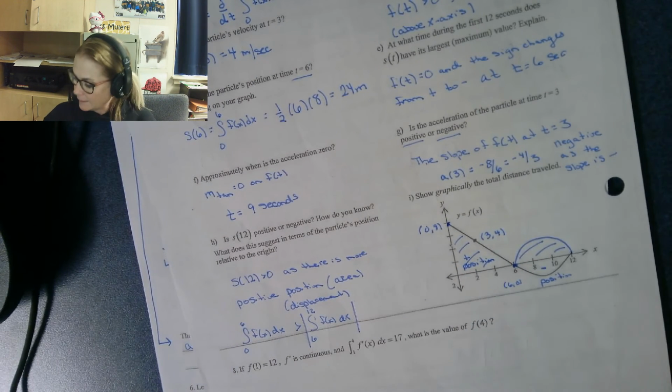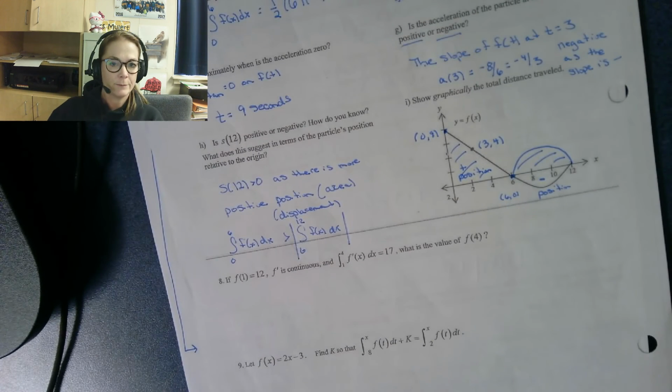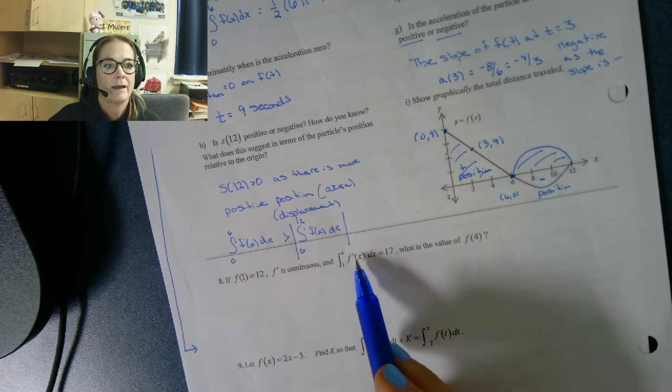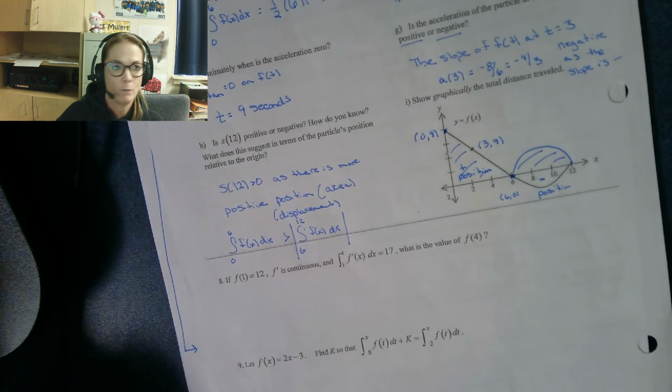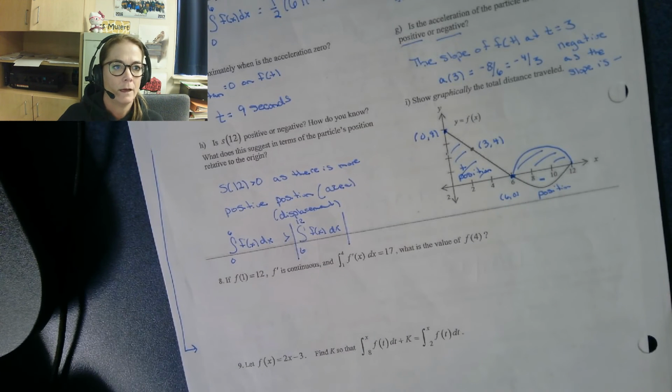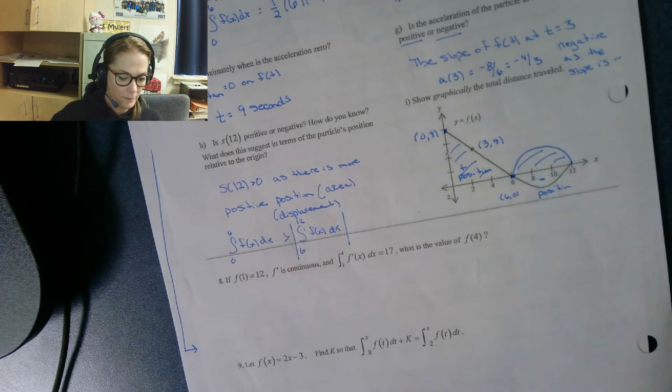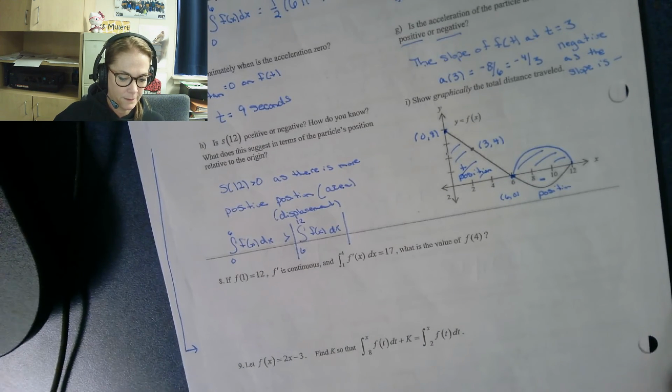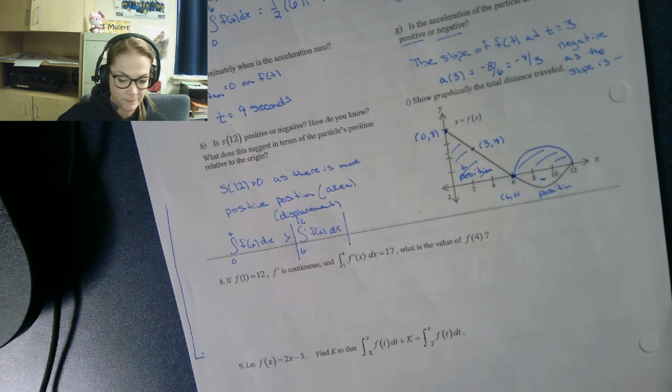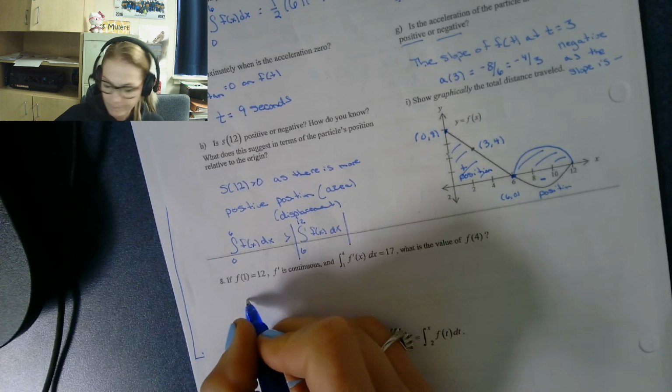Okay, next two little questions, kind of fun AP-ish, and then we're done with 6.4. If f of 1 equals 12 and f prime is continuous, and the integral from 1 to 4 of f prime of x dx is 17, what is the value of f of 4? All right, so read it through once, read it through again. We're going to start with f of 1 is equal to 12. F prime is continuous.